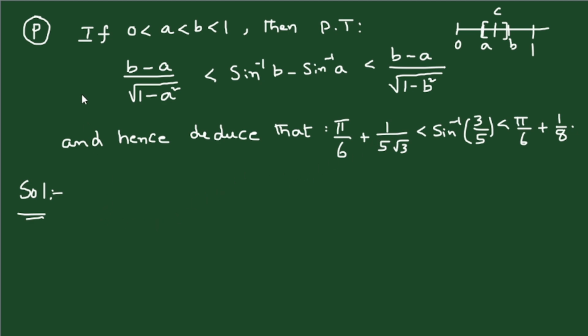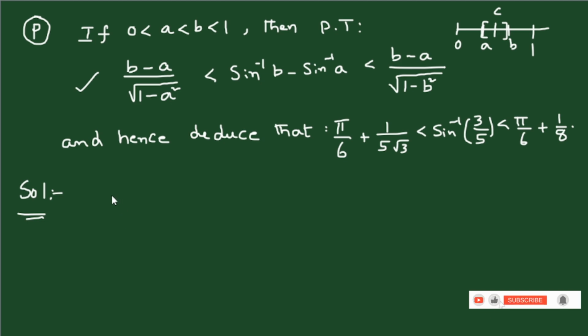Here what we have to do is prove this: (b minus a) by square root of (1 minus a squared) is less than sin inverse b minus sin inverse a, which is less than (b minus a) by square root of (1 minus b squared), and hence deduce that. That means we have to deduce this inequality from the given one. From this proved inequality, we need to deduce this inequality.